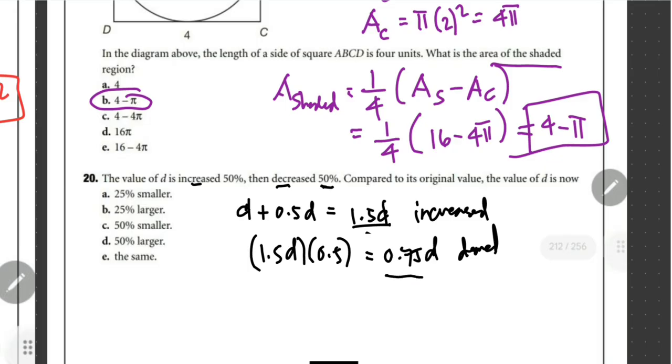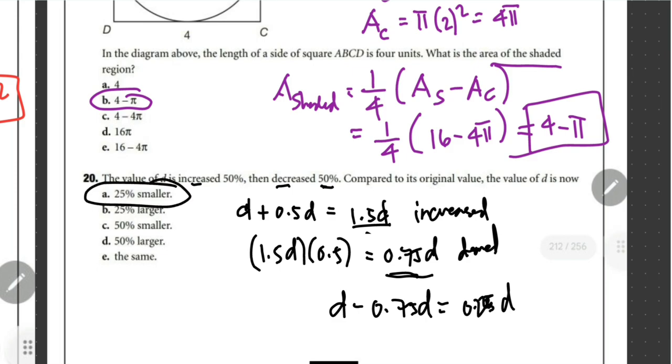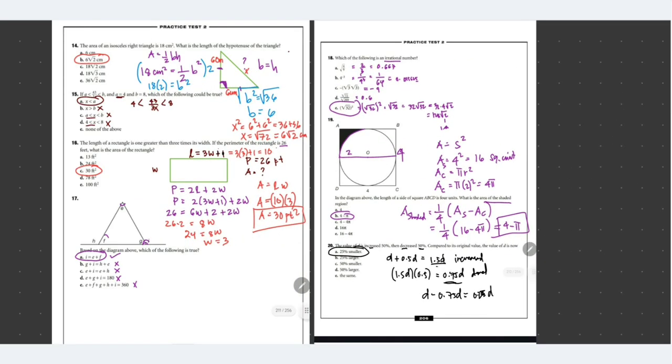Now let's compare this one to its original value, which is D. So D is now 75% of what it was. Therefore, the value is 25% smaller. So the answer here is letter A. So let's continue this on our next lesson. Yeah, you just have to take note of all these problems, all right?